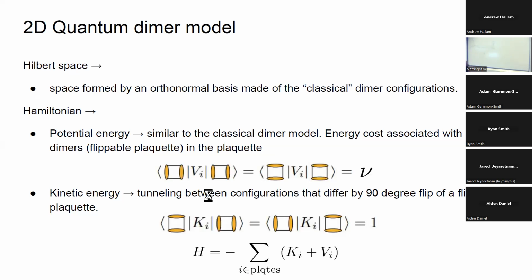And in the quantum model, we also add a kinetic energy term, which essentially flips the plaquette by 90 degrees whenever there is a flippable plaquette. In other words, whenever there are two parallel dimers in a dimer configuration. So the matrix elements of the kinetic energy term are these, and the matrix elements of the potential energy term are these. And the full Hamiltonian of the quantum dimer model can be written this way.